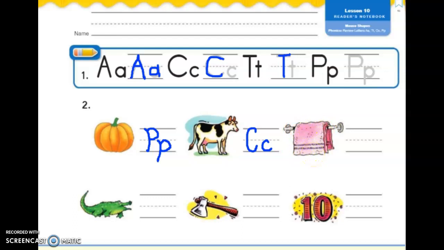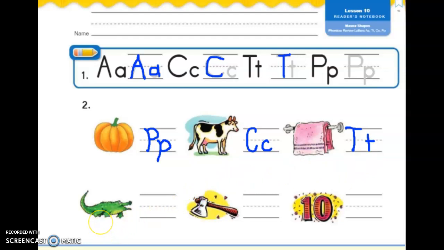Next I see a towel, a pink towel. And I know that towel says t, t, t, and that is a T. Capital T, over, lowercase t. A little above the dotted line, go down, and then cross over on the dotted line.